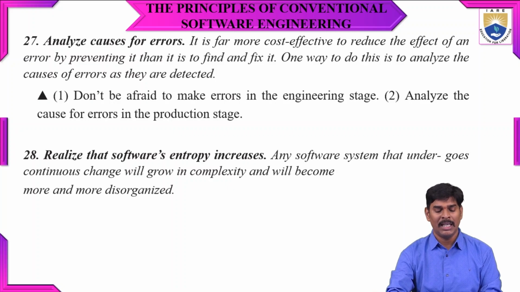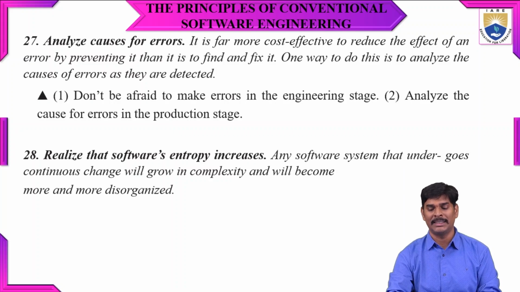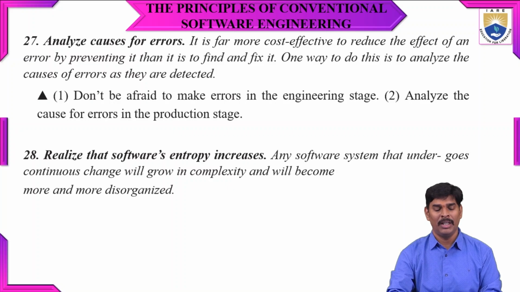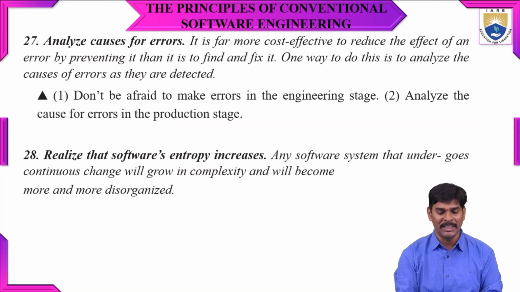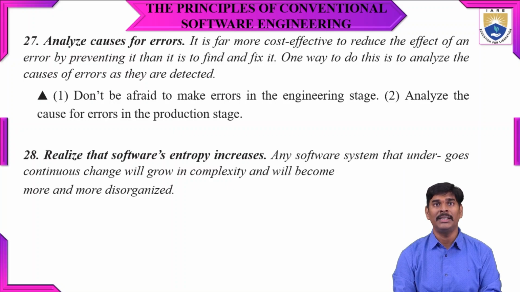The next one is realize that software's entropy increases. In any software system, mainly we need to check for continuous changes. When you are releasing the software, that is not the final one. We can use alpha or beta releases each and every time, and check the complexity, and whether it is in an organized or disorganized manner. So we need to update the software in a proper manner.